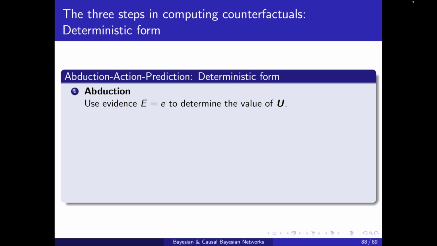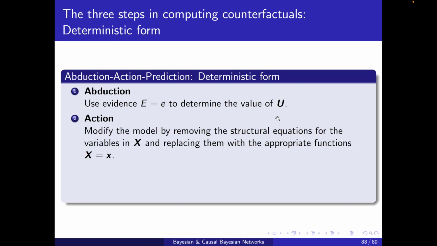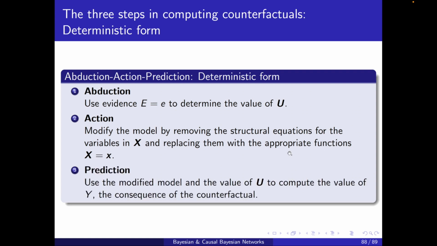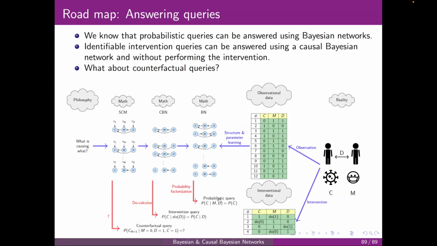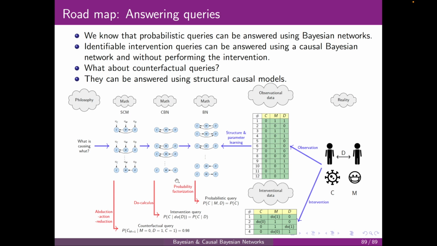Great. To summarize, in general, we can use these 3 steps known as abduction, use evidence to determine the values of U; action, modify the model by removing the structural equations for the variables in X and replacing them with the appropriate functions; prediction, use the modified model and the value of U to compute the value of Y, the consequence of the counterfactual. Great. Roadmap. So yes, we can answer these counterfactual queries using the SCM by abduction, action, prediction.